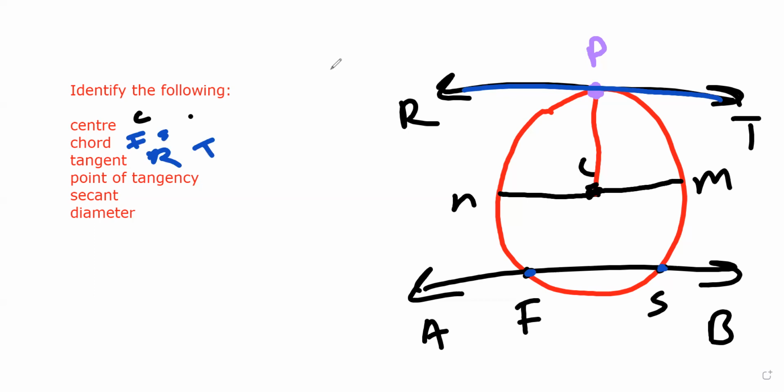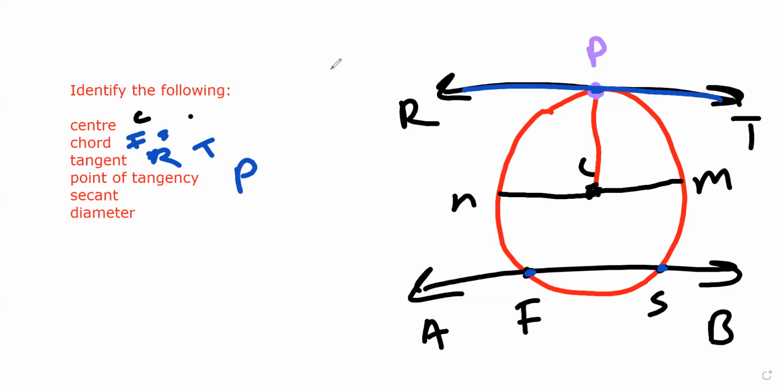The point of tangency. Now, the point of tangency is just one point, the location at which the tangent and the circle meet. They touch each other. It is at P right here, and it touches it one time. So how many times does the tangent touch the circle? One time. So the point of tangency is P.